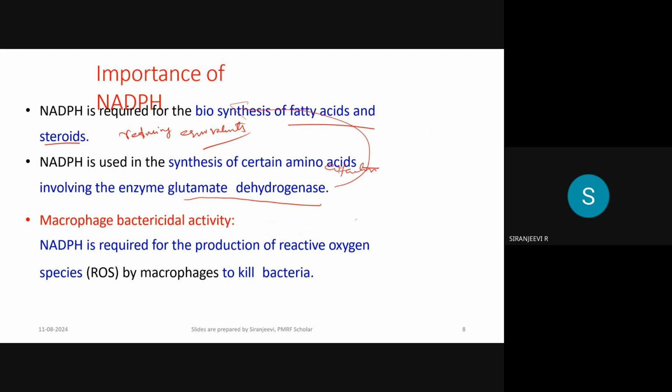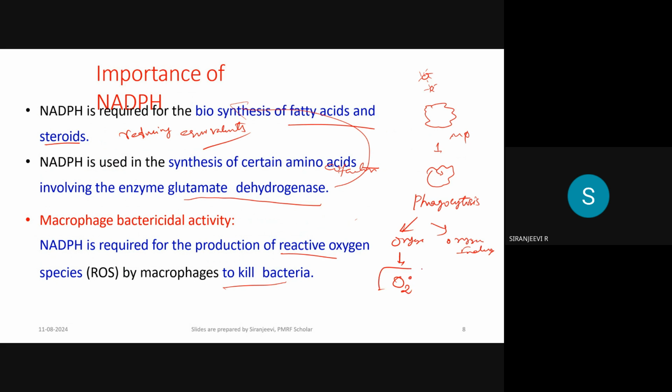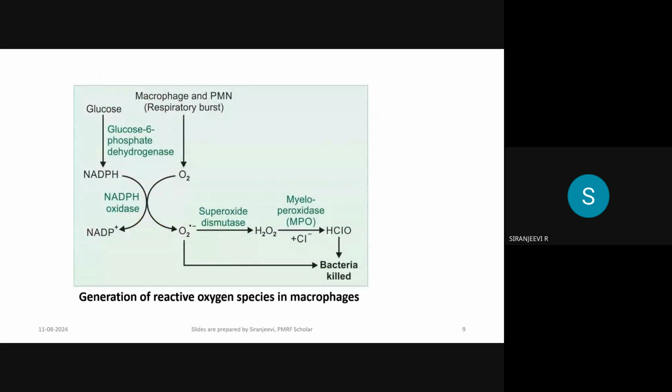One such example of why NADPH is really important in living systems: NADPH is important for the production of reactive oxygen species by macrophages to kill bacteria. How does this happen? Whenever a macrophage cell is there, the bacteria will come. This is the bacteria. The bacteria will be engulfed inside the macrophage, then it will undergo the process called phagocytosis. Phagocytosis can happen in two ways: one is oxygen dependent killing, another one is oxygen independent killing. The oxygen dependent killing needs free radicals of oxygen. That is what we are going to see in the next slide.